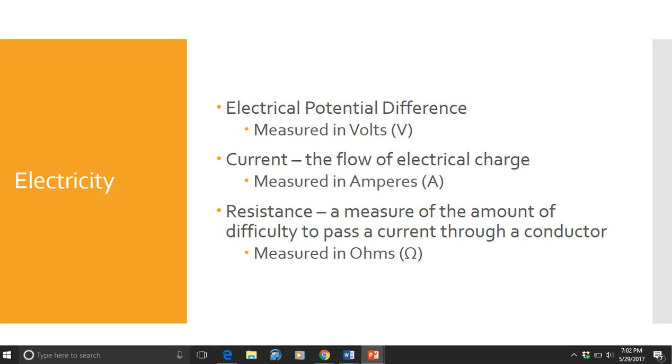Electrical potential is measured in volts, and the key that we're going to look at is when it is different. We'll look at that in a minute. Current is the flow of electrical charge. This is what we think of as electricity, and we measure this in amperes. Resistance is a measure of the amount of difficulty to pass a current through a specific conductor, and this is measured in ohms. Passing the current through the jiffy clip lead, the wires of our circuit, was really easy compared to passing it through the light bulb because they're made out of different things.